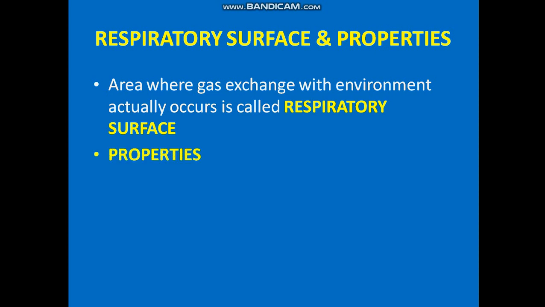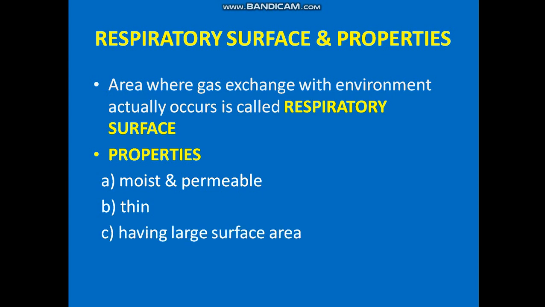There are four properties of respiratory surface. Number one, it must be moist and permeable so that the gases may diffuse easily. The respiratory epithelium must be very thin, approximately 1 mm, because the distance through which the gases have to diffuse must be very less. A respiratory surface must have a large surface area and be richly supplied with blood capillaries. Highly vascularized means richly supplied with blood capillaries.